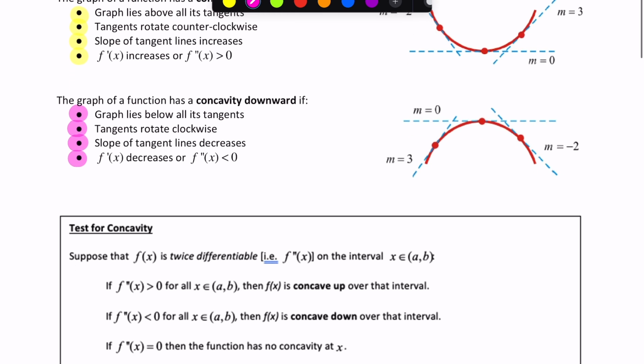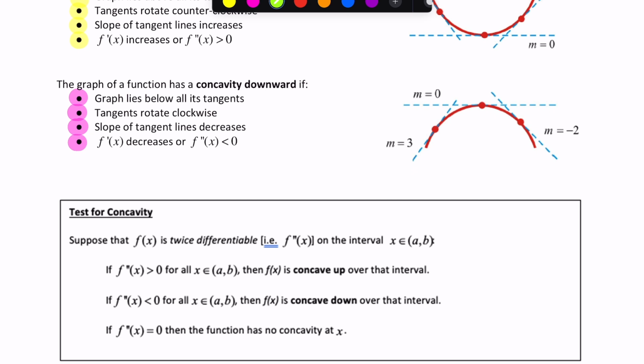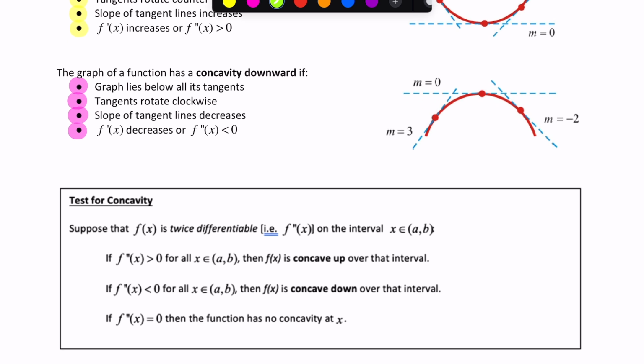Okay, so when we look at the test for concavity, suppose that f of x is twice differentiable. So here we know that's f double prime of x on the interval as x is from point A to point B. If f double prime of x is greater than 0 for all x values from A to B, then f of x is concave up over that interval. If f double prime of x is less than 0 for all x values from point A to point B, then f of x is concave down over that interval.